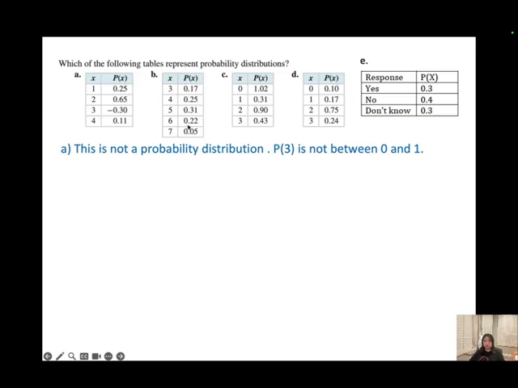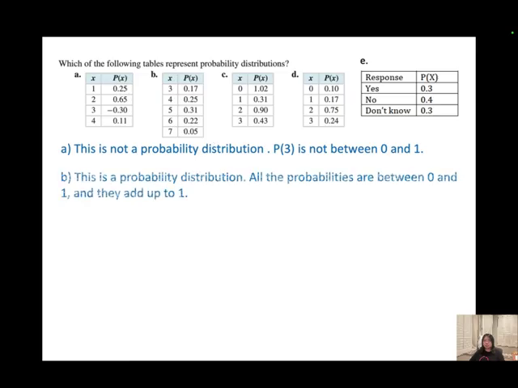Look at the second one, B. Each probability is between 0 and 1, this is good, and x is a numerical outcome. Good. And one more: try to add up all the P of x to see if it equals 1. So we say this is a probability distribution. All the probabilities are between 0 and 1 and they add up to 1. I want you to try C, D, and E.